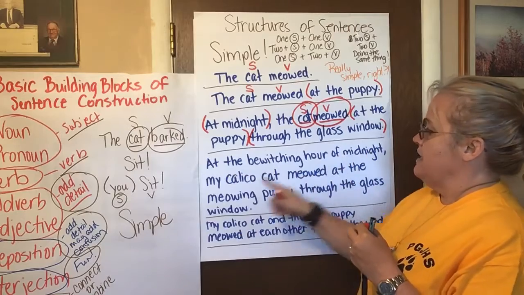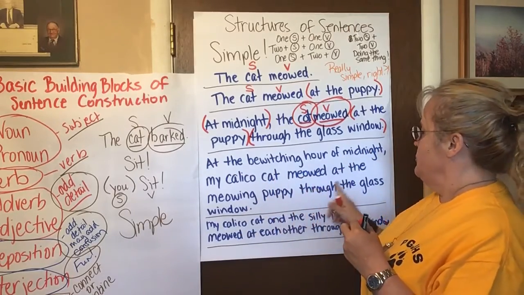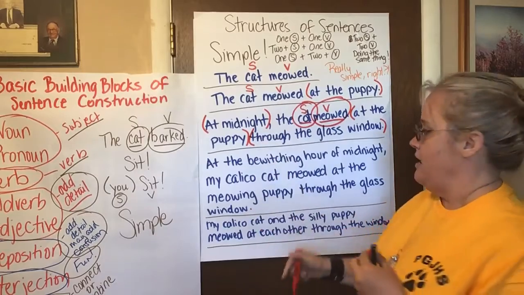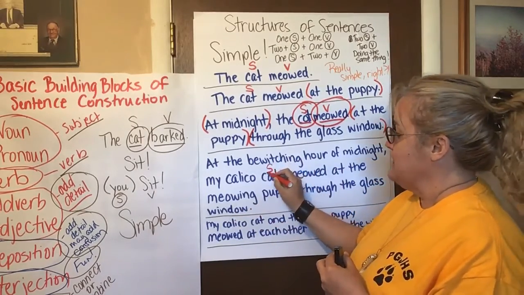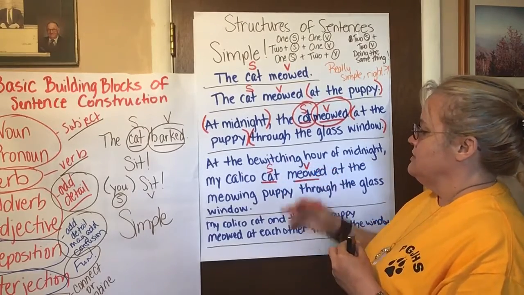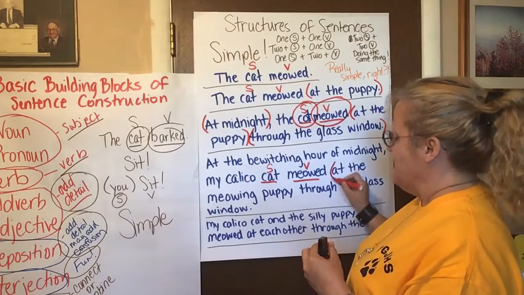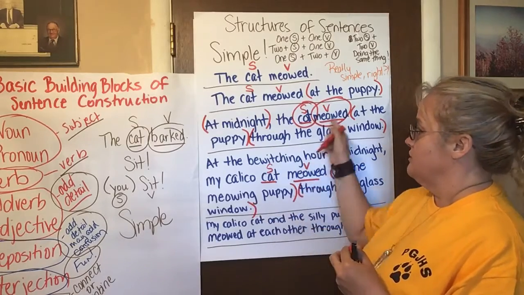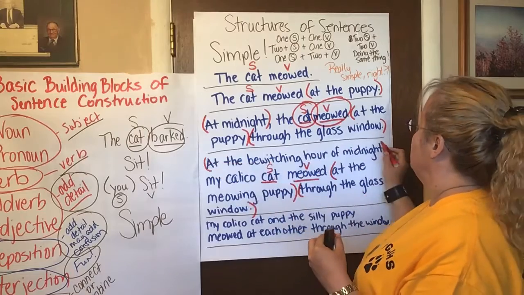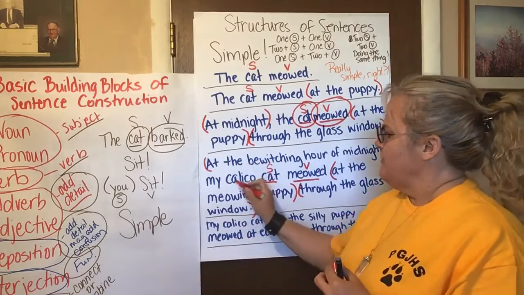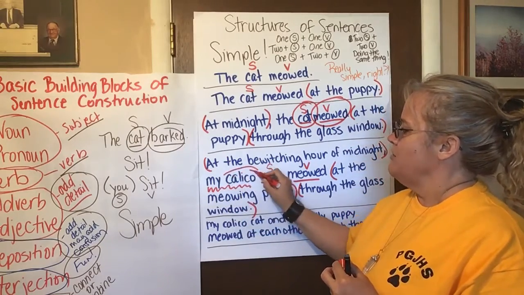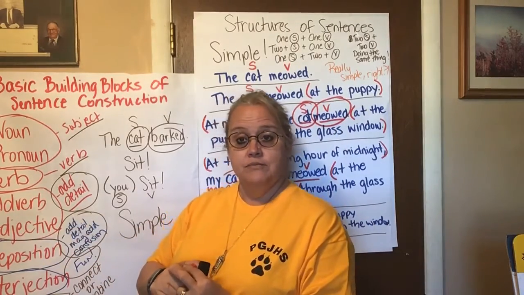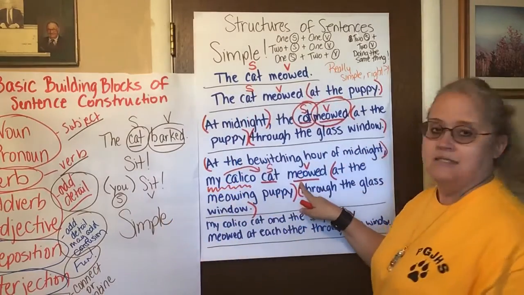At the bewitching hour of midnight, my calico cat meowed at the meowing puppy through the glass window. Okay, boil it down. I'm still working with the same idea of the cat meowed. So we already know in this case that cat is the subject, meowed is the verb, right? So what is the rest of this stuff? We got at the meowing puppy, prepositional phrase, through the glass window, it's still a prepositional phrase. At the bewitching hour of midnight, again, prepositional phrase. But I've added this, my calico cat. That's just describing cat. Remember, I told you, you're going to have adverbs and adjectives that are going to change or add detail to your sentence. This is still a simple sentence.